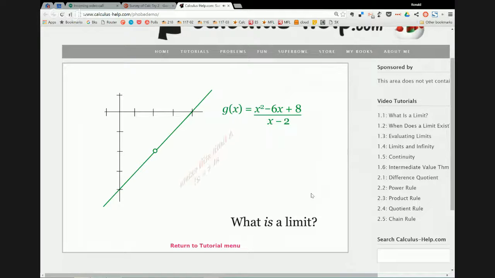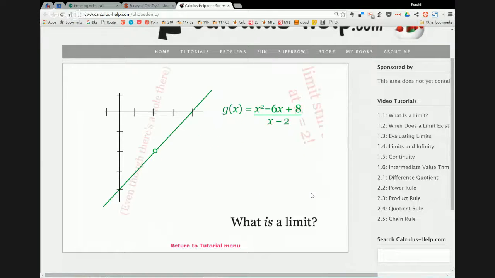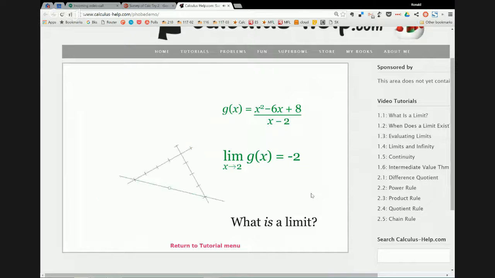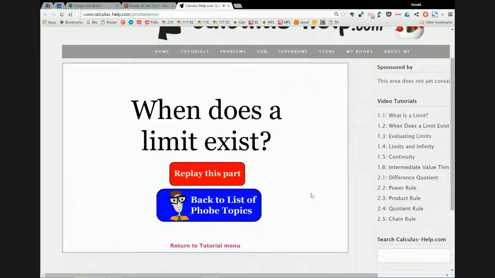However, though this graph has a hole in it, it still possesses a limit when x equals 2. Clearly, the graph intends to reach a height of negative 2 when x equals 2. Even though that graph doesn't actually reach that height, it doesn't matter. The limit still exists, and we can say that the limit as x approaches 2 of g of x is equal to negative 2. This begs the question, when exactly does the limit exist? We examine that in the next module.